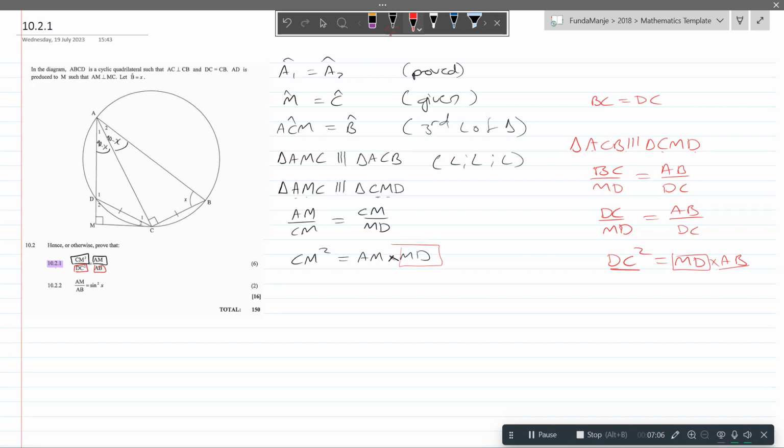If we take the ratio of CM squared over DC squared, this will be equal to AM times MD all over AB times MD. MD cancels, we're left with AM over AB. And that's your answer.